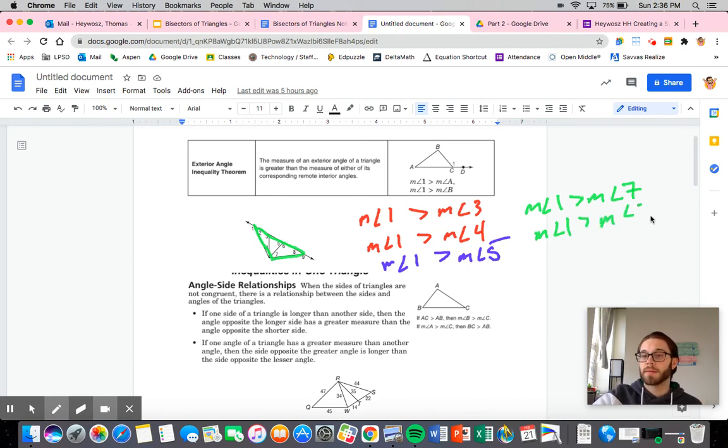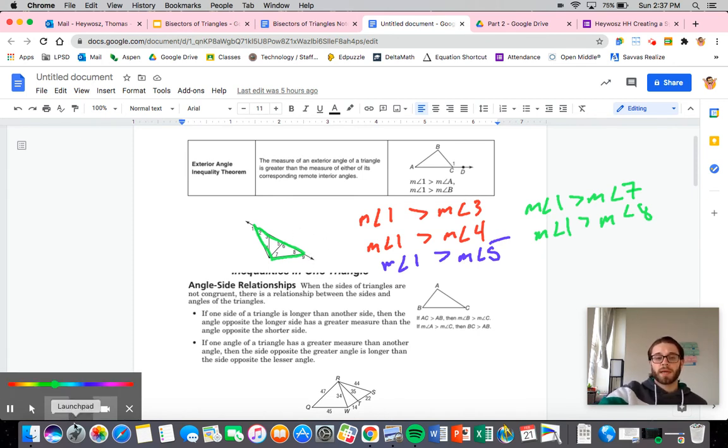8, sorry, not 9. Right? So I don't know a whole lot of what's happening in this triangle, but I can tell you these 5 pieces of information just based off of that. I could kind of work similarly with this side as well, if I so desired. But that's how this all plays out with the exterior angle inequality theorem.